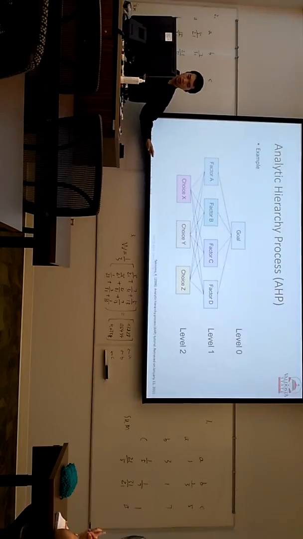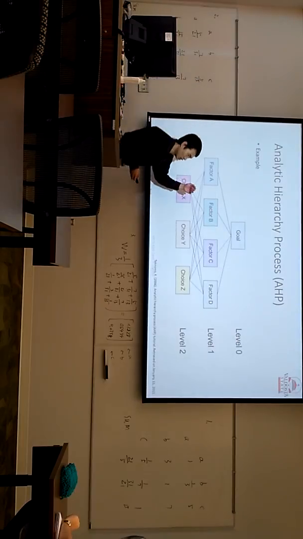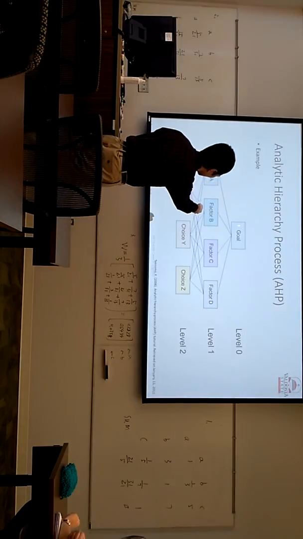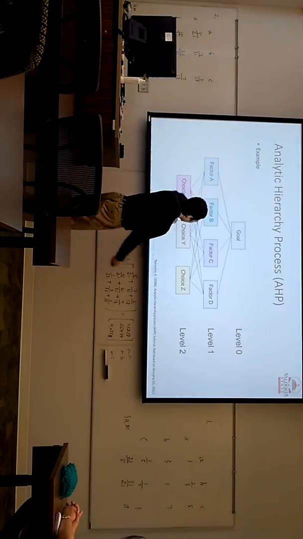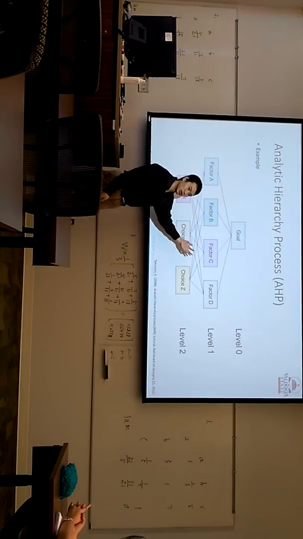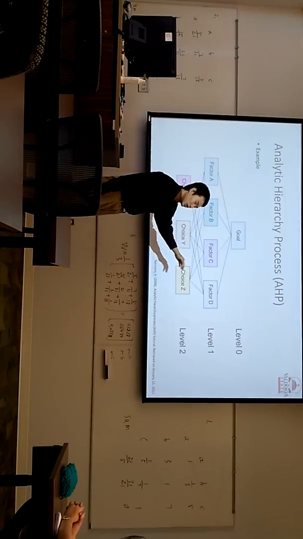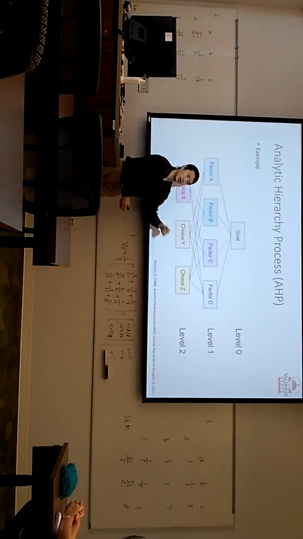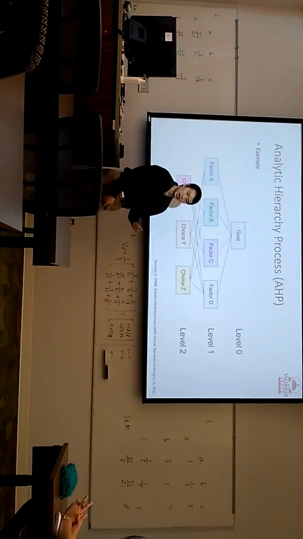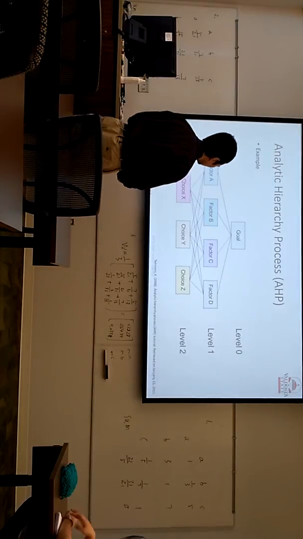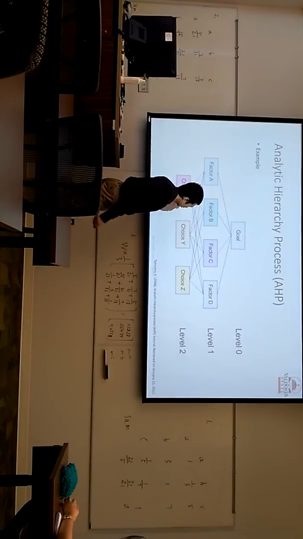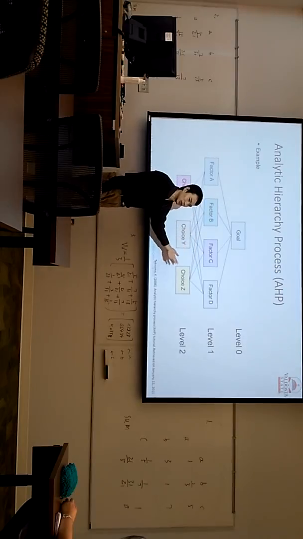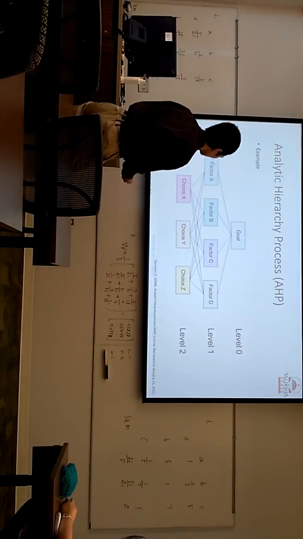Let me show one example. For example, we have a goal, selecting the best supplier, and we have 4 factors or 4 criteria: the cost, quality, and so on and so forth. And we have 3 alternatives. So how do we select the best alternative or the best supplier? Because for each alternative, we have to use the 4 factors to evaluate.